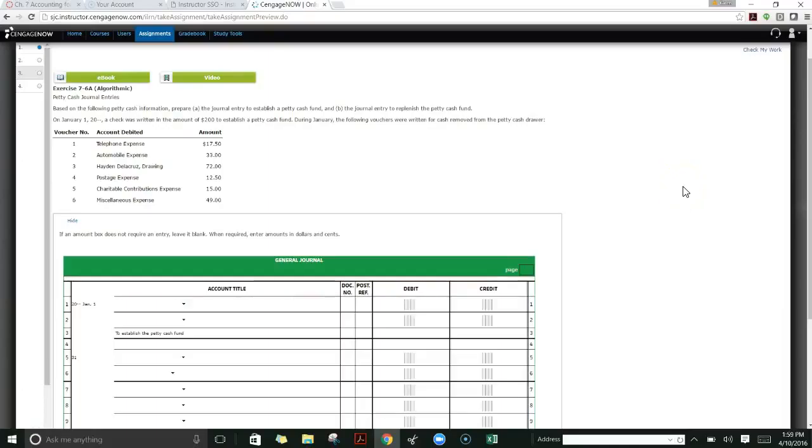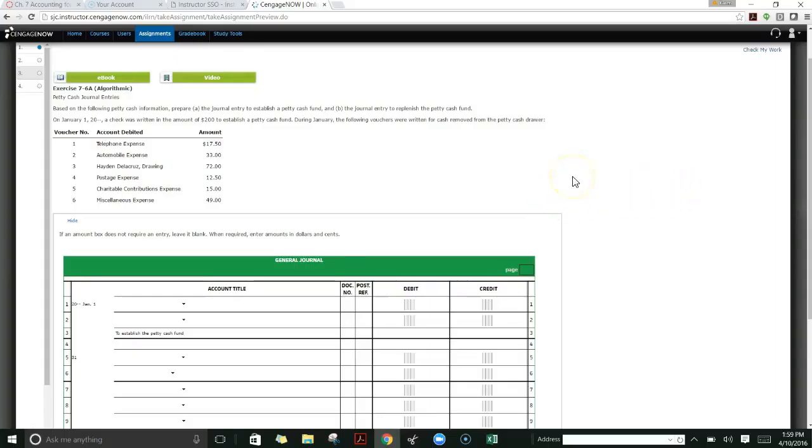This video is Chapter 7, Practice 3, which will demonstrate the petty cash journal entries. Petty cash is a fund that many use to pay small amounts in cash from the office. They may have a petty cash drawer in which they put $200 or so every month so that they can pay for postage or other miscellaneous expenses that may come along.